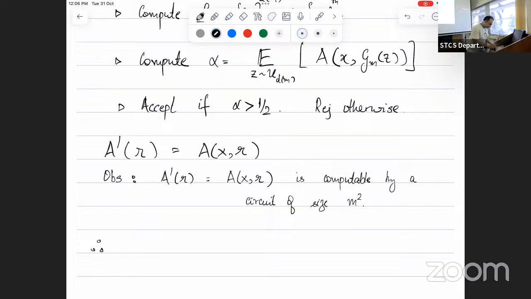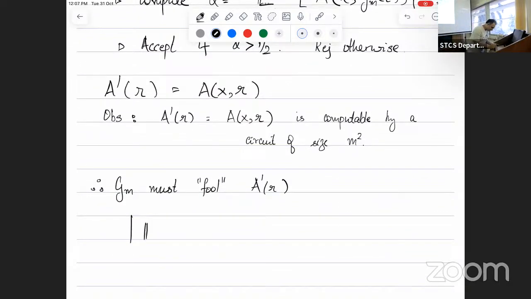Okay, so this implies that G, whatever G_m, must fool this A prime of R. Because A prime of R is one of those tests in the class of tests that G is supposed to fool. A prime is one of these functions that is computable by circuits of size n squared, and G_m is supposed to fool any test that is computable by circuits of size n squared. Now let's see what this means.